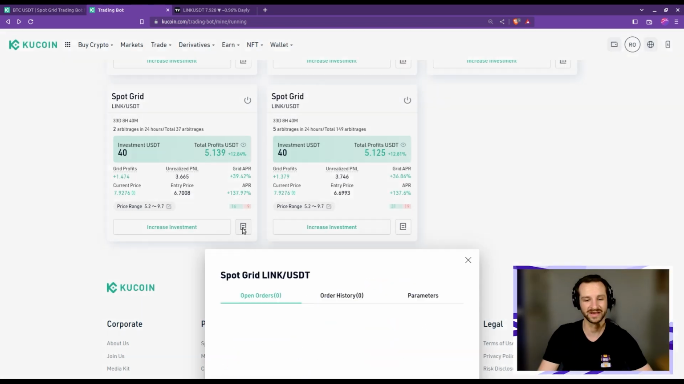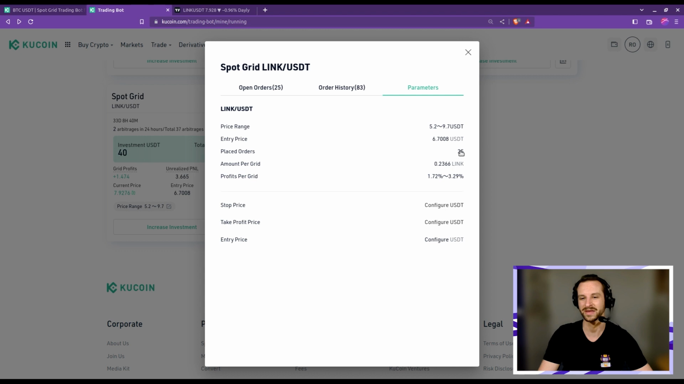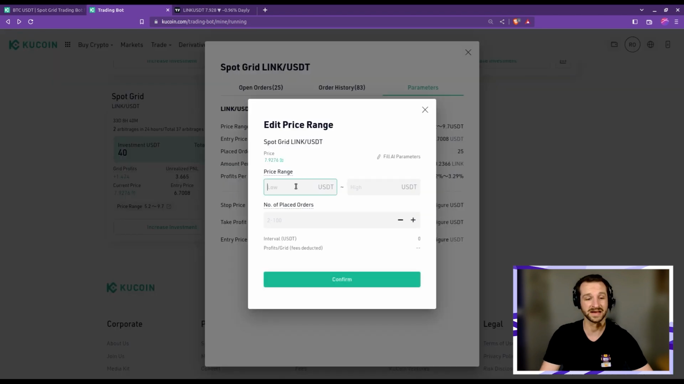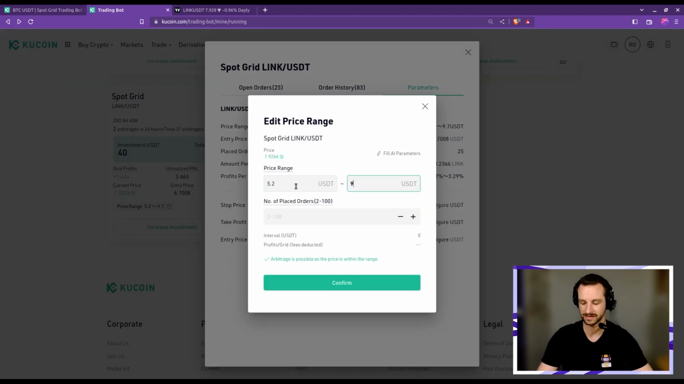So let me reconfigure this one with this. I come here, click here. I want to keep the exact same price range, 5.2 to 9.7. Now we need to fix the number of orders. The middle in between 25 and 50 should be 37.5. We can see that 37 is 1.10 to 2.17. So let's do a bit more to reach our target. There we go. 40 is in between 1 and 2%.